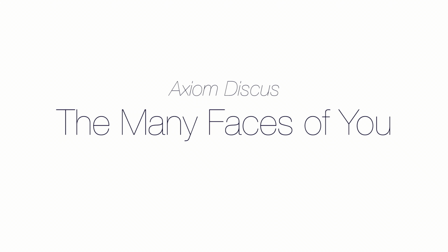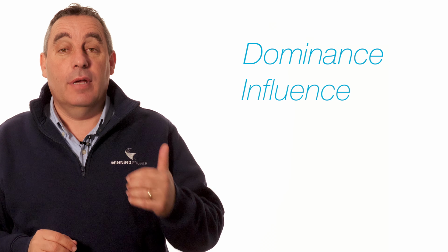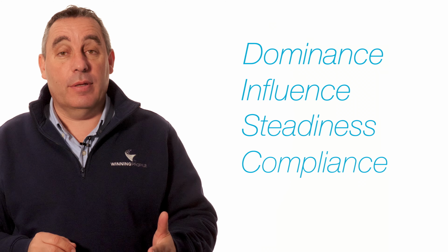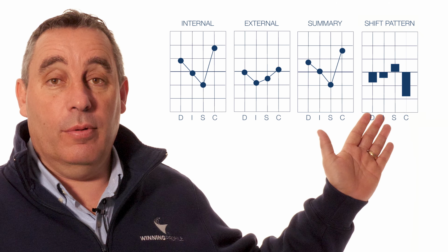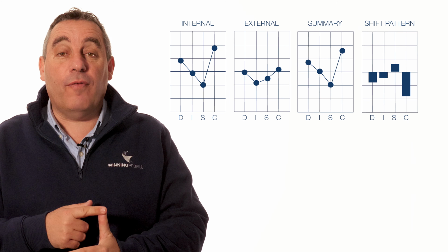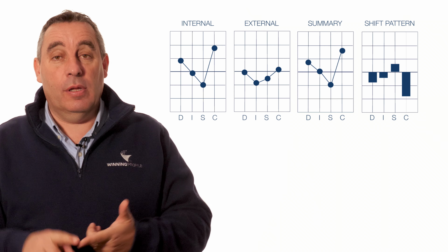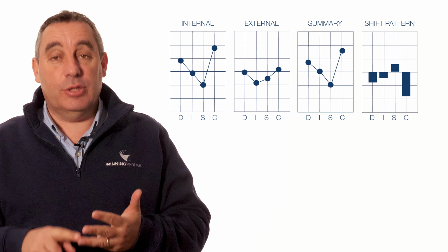When you take the Axiom Discus assessments, you will generate scores across each of those 4 attributes: dominance, influence, steadiness and compliance. And we can plot those scores across a series of graphs that allow us to find out a bit more about you. We have an internal profile, an external profile, a summary profile and a shift pattern.